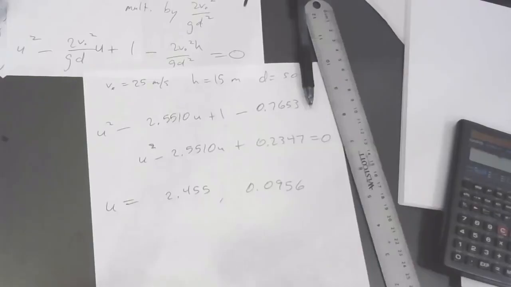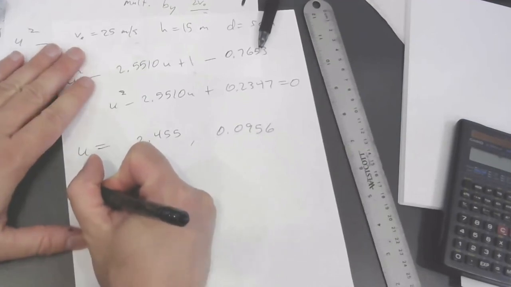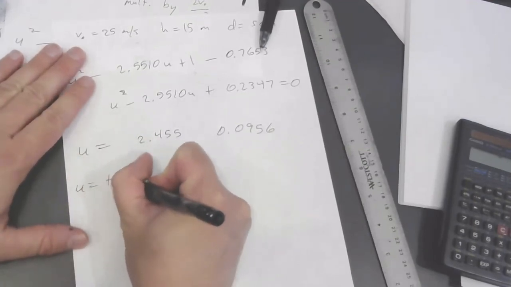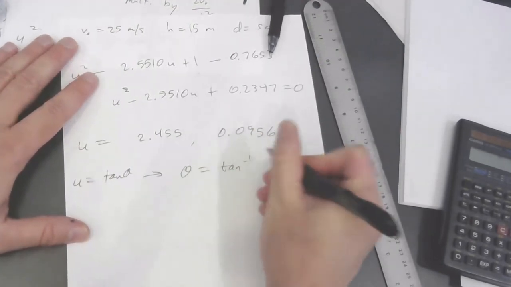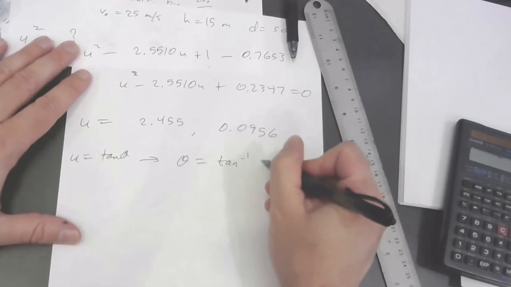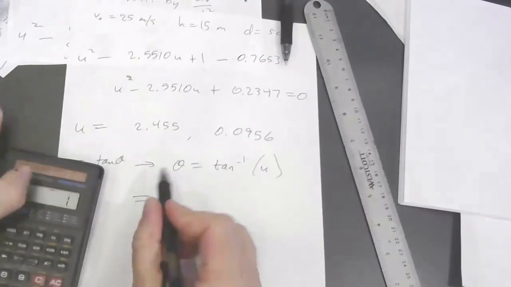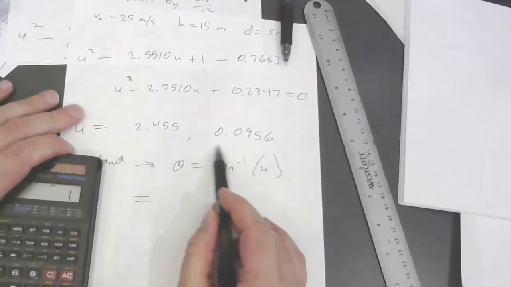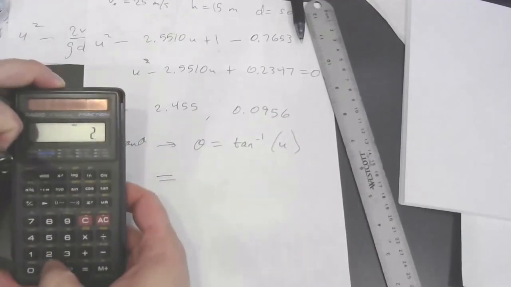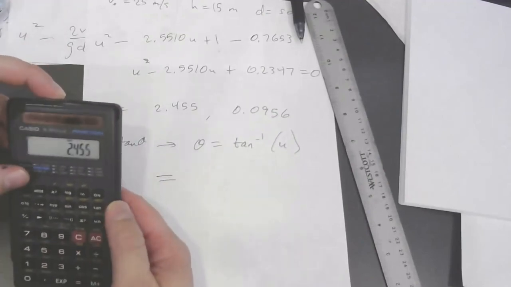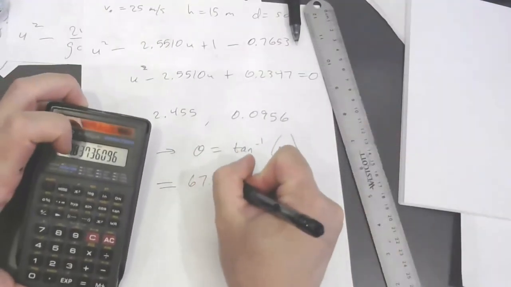Here are the 2 roots. And remember, u is equal to the tangent of theta, so theta is equal to the inverse tan, not the cotangent, no relation, inverse tangent of u. So we could take the inverse tangent of this number or the inverse tangent of this number, and both of those angles evidently are valid. So I'll start with 2.455. Make sure I'm in degree mode. Yes. Okay, that angle would have to be 67.8.